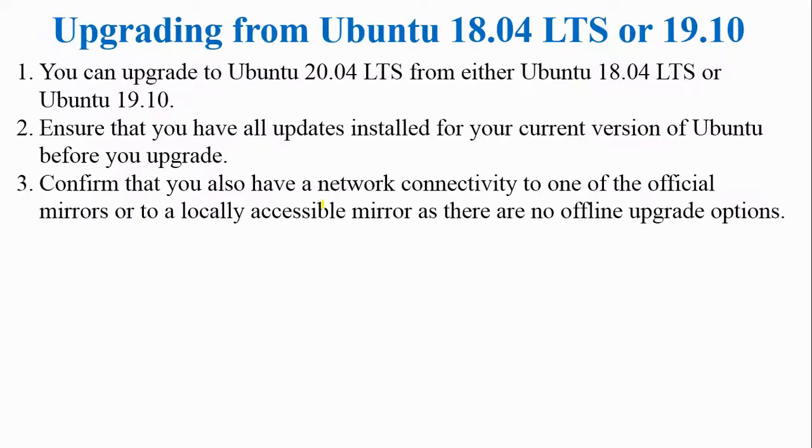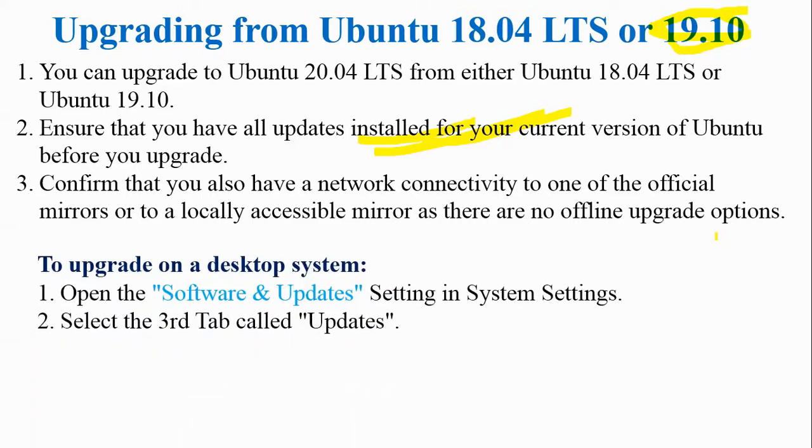And guys, now upgrading from Ubuntu 19.10 or 18.04 long-term support. You can upgrade to Ubuntu 20 LTS from either 18 or 19. Ensure that you have all the updates installed for your current version of Ubuntu before you upgrade. You need to check all the updates first, and confirm that you also have network connectivity to one of the official mirrors or a locally accessible mirror, as there are no offline upgrade options. So yes, we need to be connected to the internet at the time of upgrading, which is very mandatory.